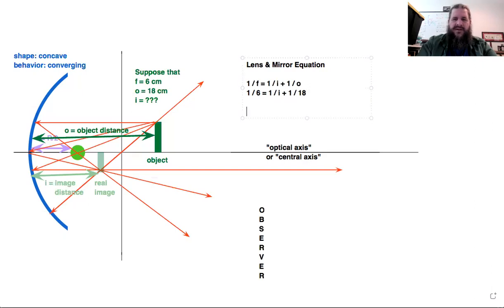Yeah, subtract the 1/18 from both sides. So I'm going to try writing this in a different format. Let me stack the fractions. That'll make it easier to see what's going on. Equals 1 over the image distance. And then how would you combine the 1/6 and 1/18?